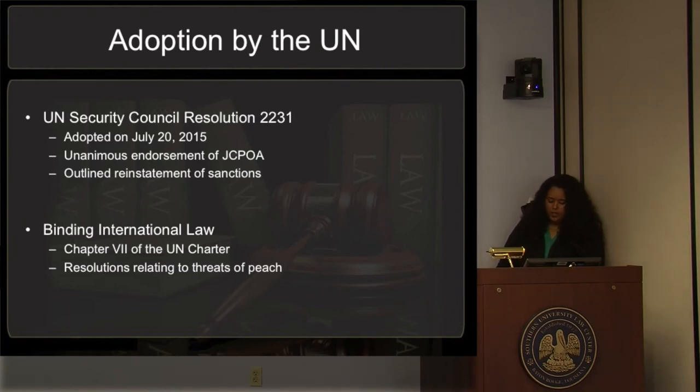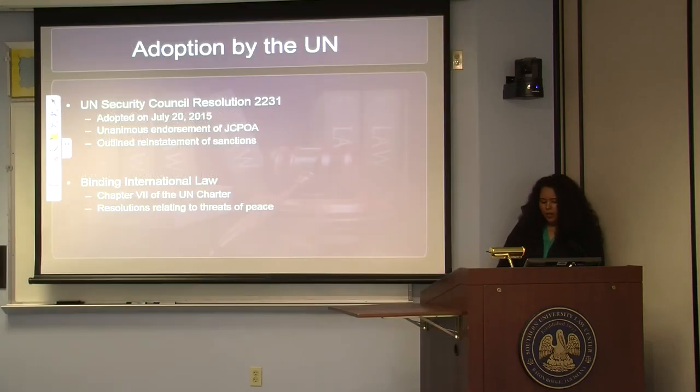Security Council Resolution 2231 was the official resolution by the UN endorsing the JCPOA. It was adopted on July 20th, 2015, and outlined how sanctions against Iran would be reinstated should that be necessary. Chapter 7 of the UN Charter makes resolutions with respect to threats to peace, breaches of peace, and acts of aggression binding international law. Since Resolution 2231 adopted the JCPOA, which has the purpose of minimizing Iran's threat to peace, it was adopted under Chapter 7 of the UN Charter and is therefore binding international law.